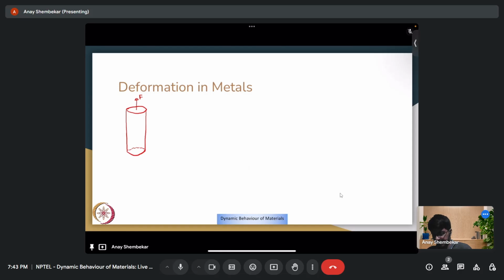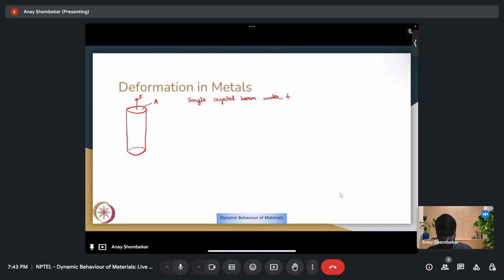Let's say a force F and area A. You have a single crystal beam under tension, and similarly you can do it for compression. Because it's a tension force, we assume the force F is parallel to the area normal of the cross section area A. Now within the crystal, you could have a slip system, a plane like this. The closest packed plane is the one that moves, and ideally it moves along the closest packed direction.